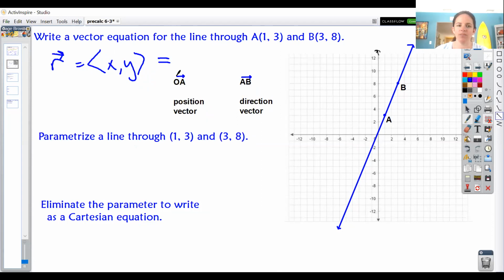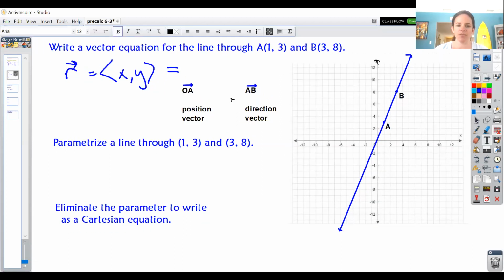And then which one of these moves? The position vector or the direction vector? Well, turns out the position vector is just giving you your first location, so that one always stays the same. But then your direction vector is going to be multiplied by time, or if it's not a story problem, then it's just the parameter t. And so this is the format for any vector equation.